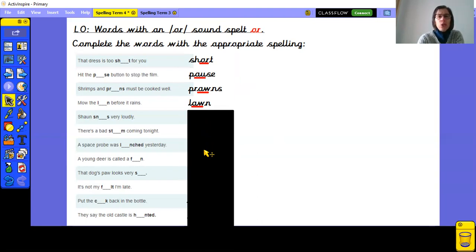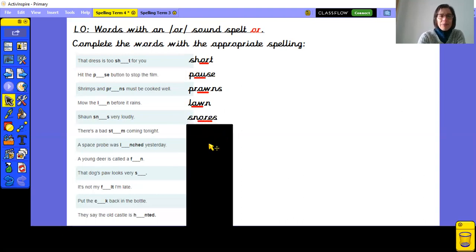Sean snores very loudly. Oh, someone is snoring and waking me up at night. Sean snores very loudly. You know, sometimes if you're a bit stuck, you can have a go at writing them and you look at, oh, does this one look like something I would find in a book? And if you're unsure, it's probably because it's not correct. So, Sean snores very loudly. Here we go.